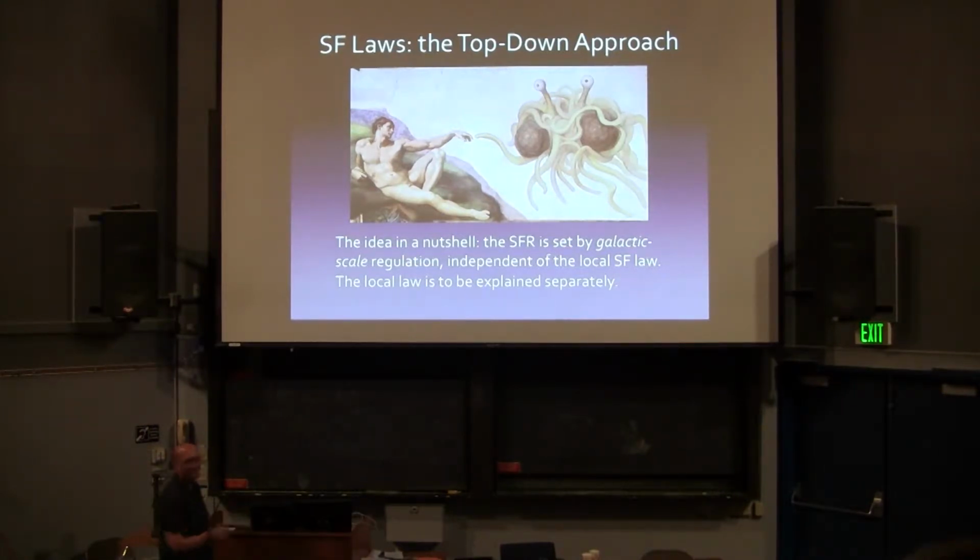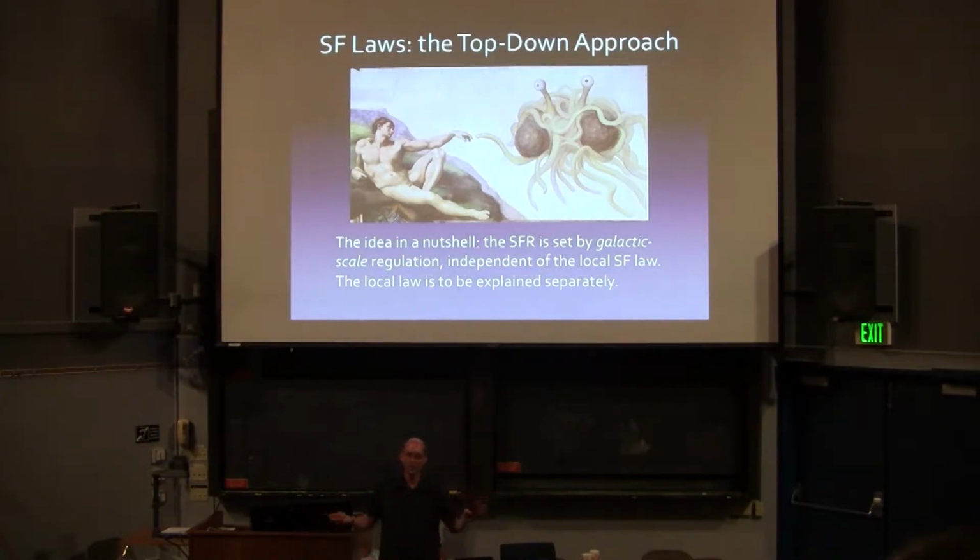So the top-down approach: the idea is the star formation rate is fundamentally set by galactic scale processes and galactic scale regulation, and it's independent of the local star formation law. That is, what happens on 1 parsec scale doesn't matter. If I've got a piece of a galaxy that's a kiloparsec in size, with a certain amount of gas, a certain surface density of gas, a certain metallicity or whatever else you feel like asking about, how quickly will that turn itself into stars?